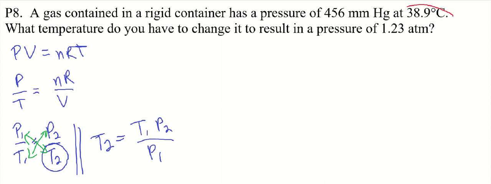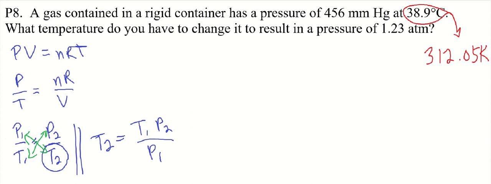You have to take care of this temperature and convert it into Kelvin. 38.9, let's add 273.15 to it to turn Celsius into Kelvin, and we're going to get 312.05 Kelvin.